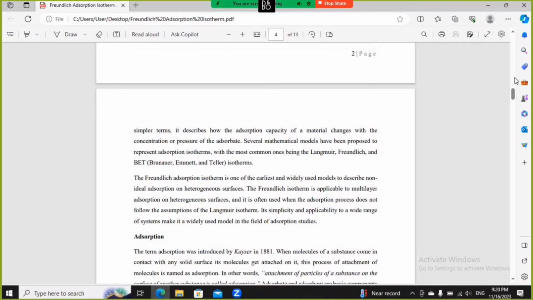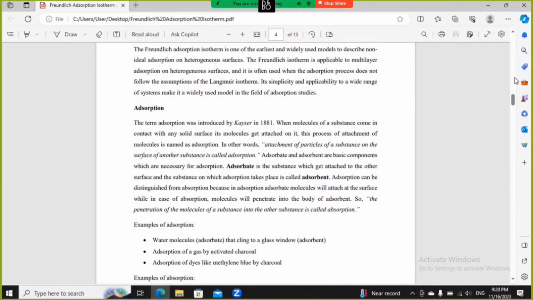Freundlich adsorption isotherm is one of the earliest and widely used models to describe non-ideal adsorption on heterogeneous surfaces. The basic assumption of Freundlich adsorption isotherm is that it deals with material adsorption on heterogeneous surfaces. Its simplicity and applicability to a wide range of systems make it a widely used model in the field of adsorption studies. Now, what is adsorption?